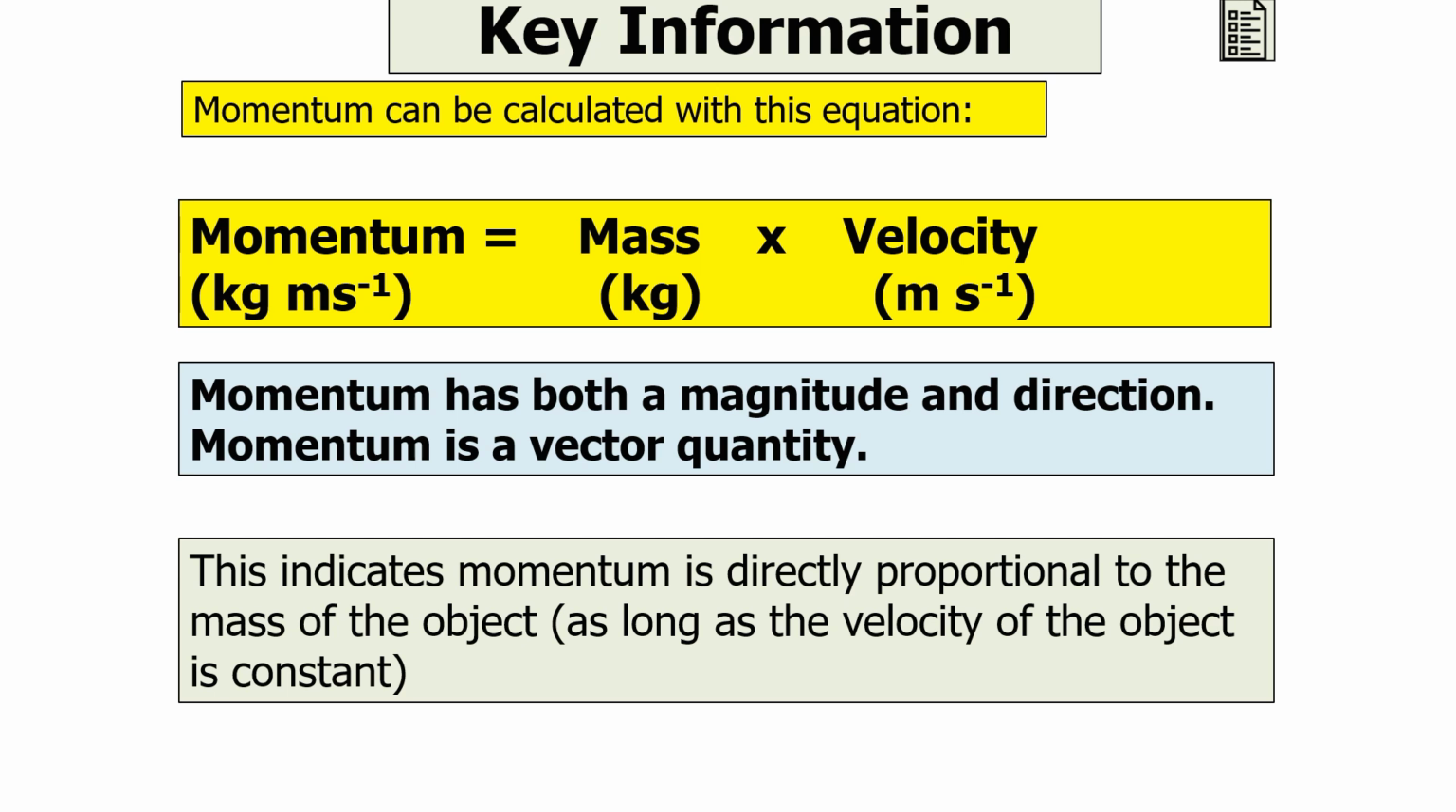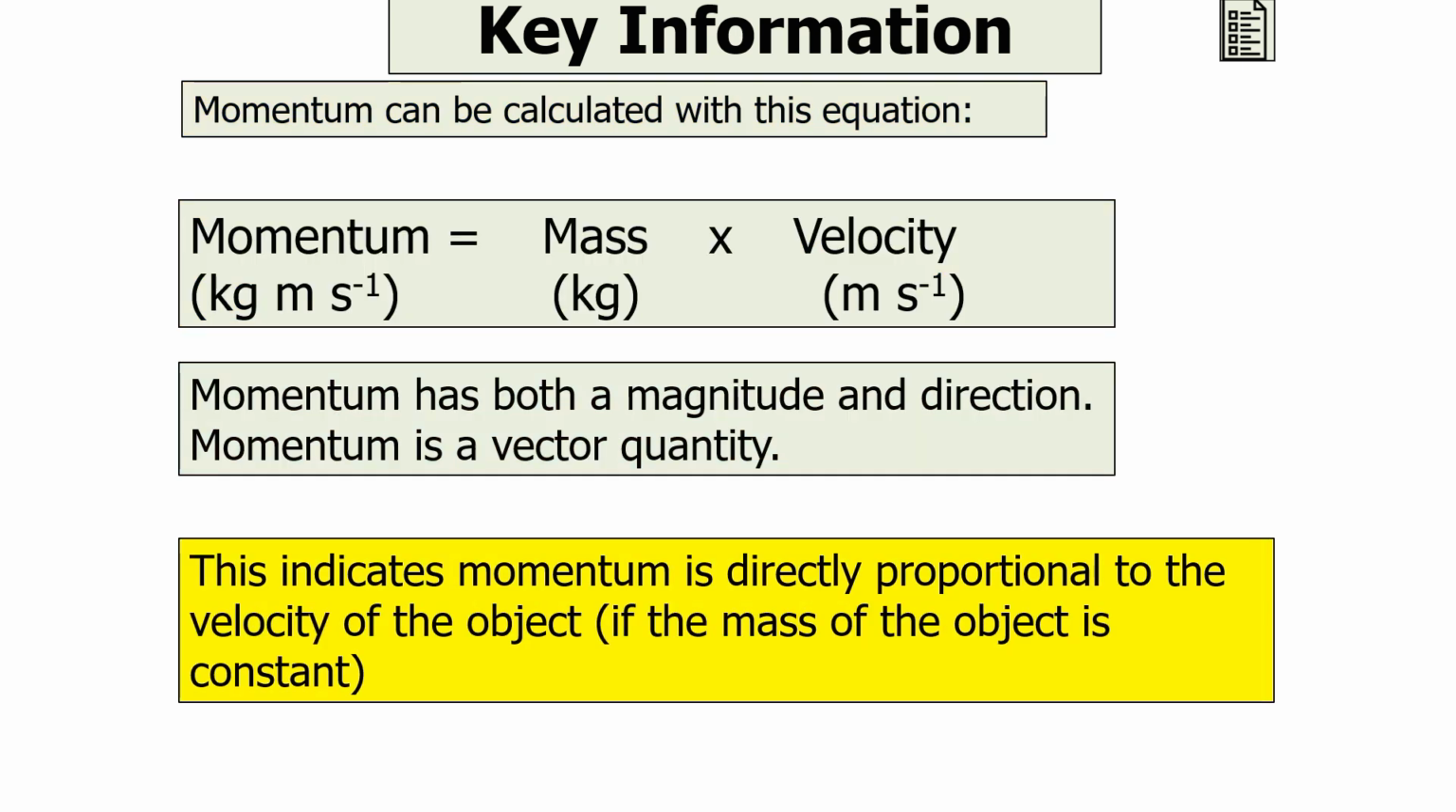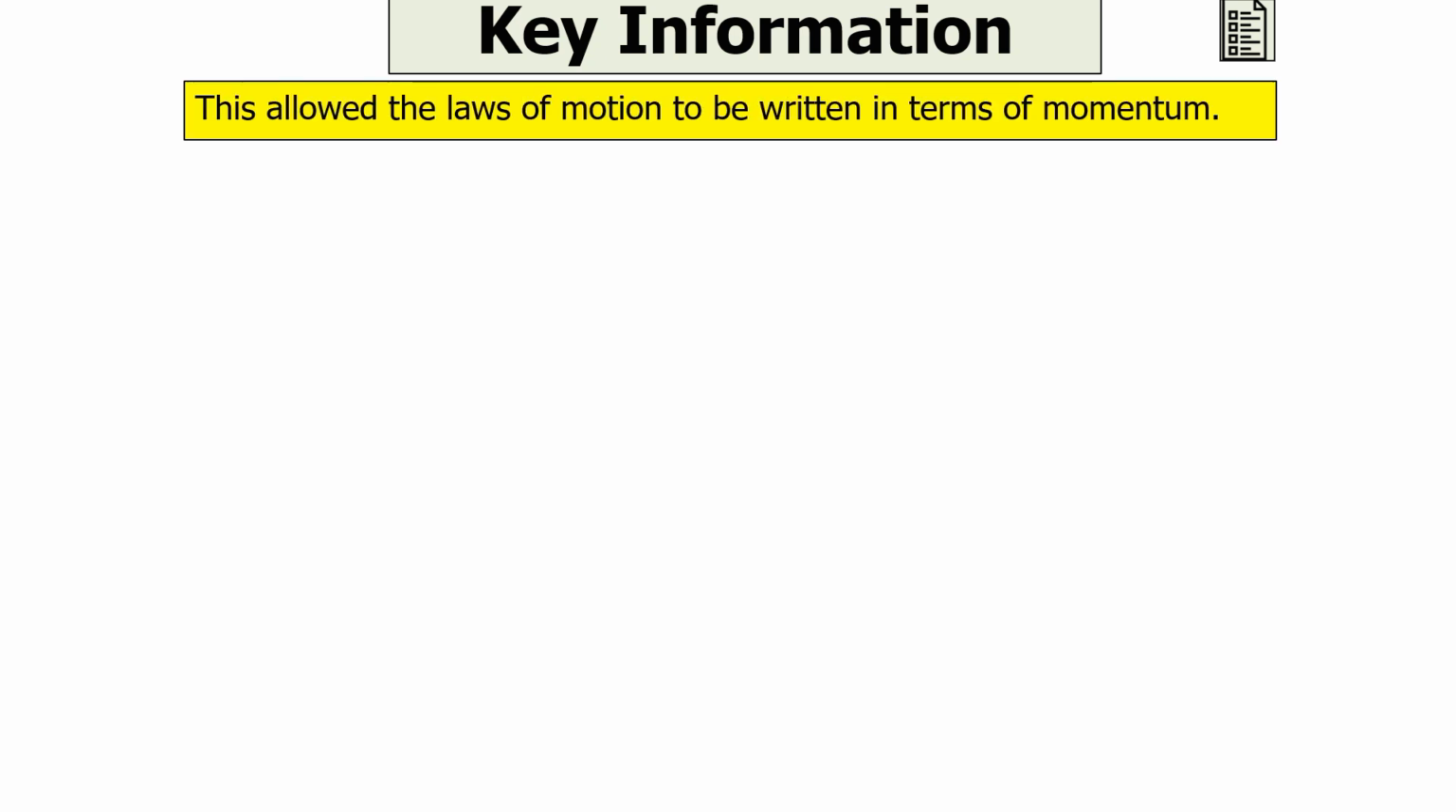So this indicates to us that momentum is directly proportional to the mass of the object as long as the velocity of the object is constant. And it also indicates that momentum is directly proportional to the velocity of the object if the mass of the object is constant. Now, this allows us to write the laws of motion in terms of momentum.